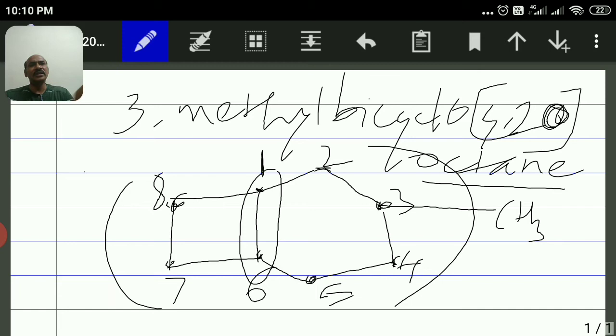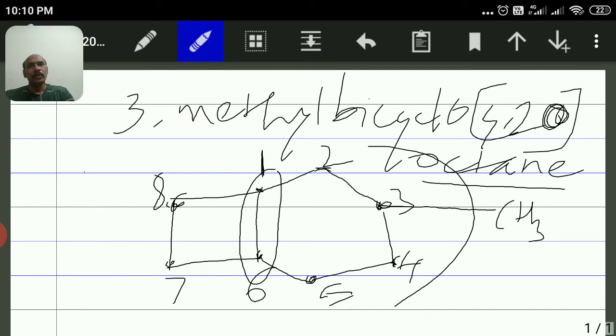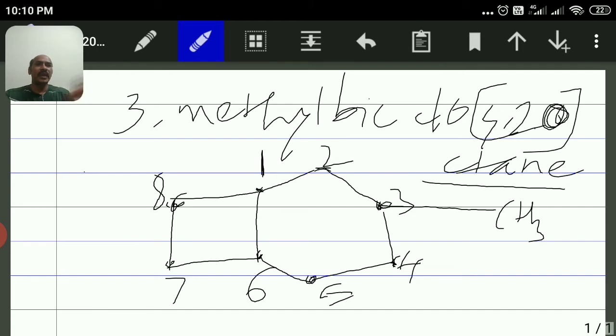So here the structure for this compound is like this. It is 3-methyl bicyclo 4.2.0 octane. This is methyl at carbon number 3. Okay, so here then we'll go to the next example.